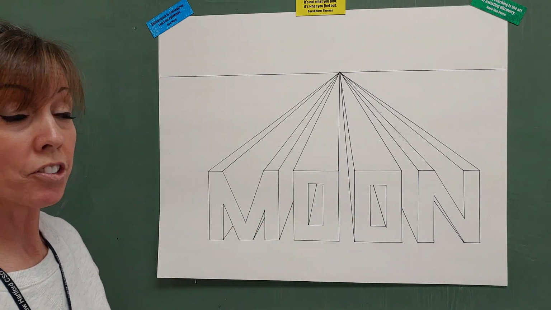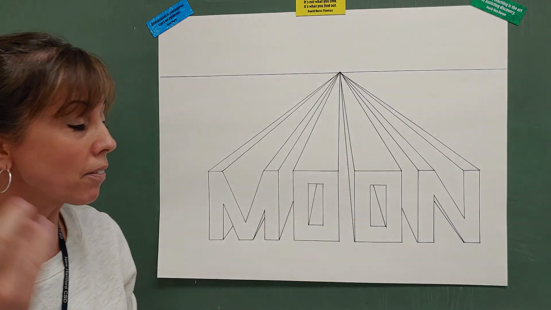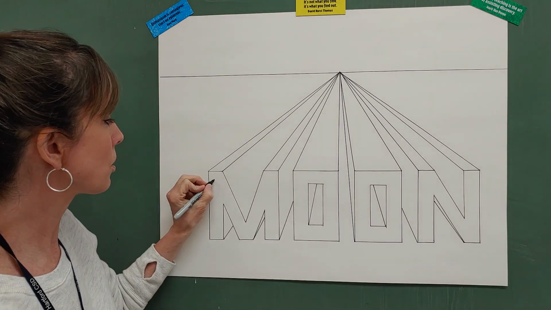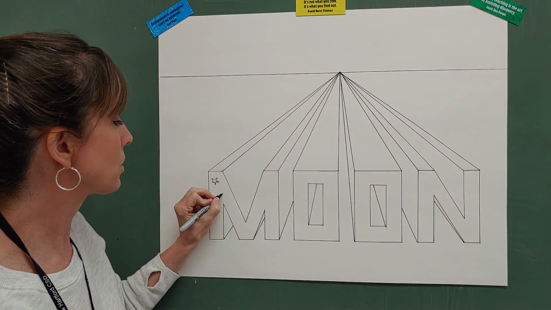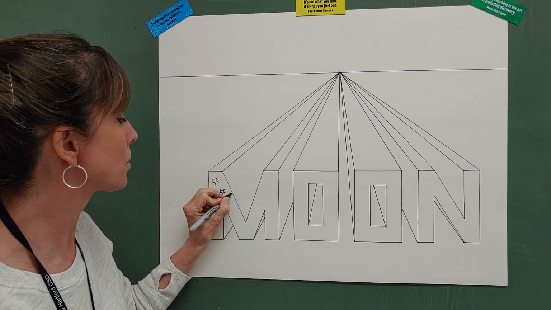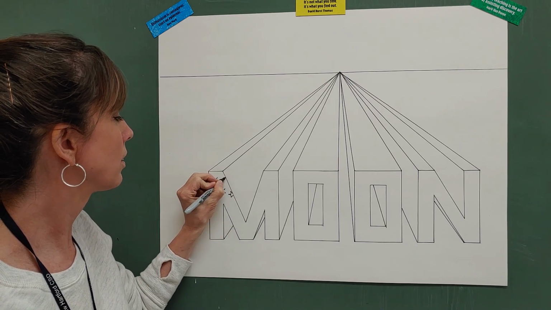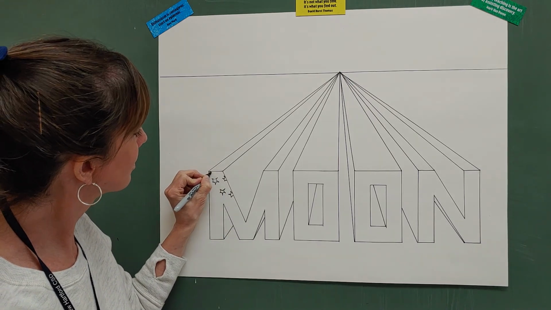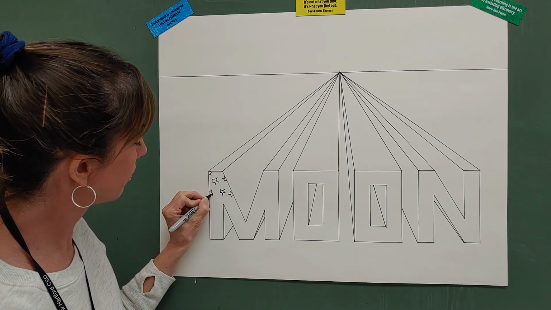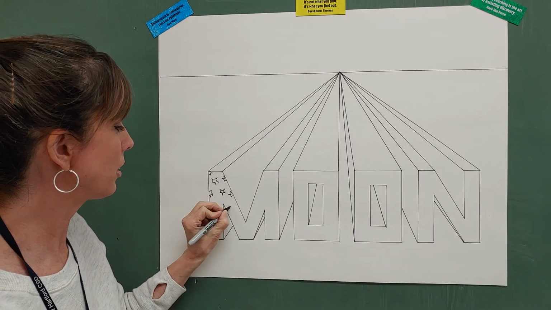You could do some patterns. Remember how we did some Zentangling at the beginning of the year? You could go ahead and do some fun little Zentangle shapes and designs and patterns inside your shapes, your letters. Whatever you want to do, make it fun. Maybe each letter can be a little bit different.